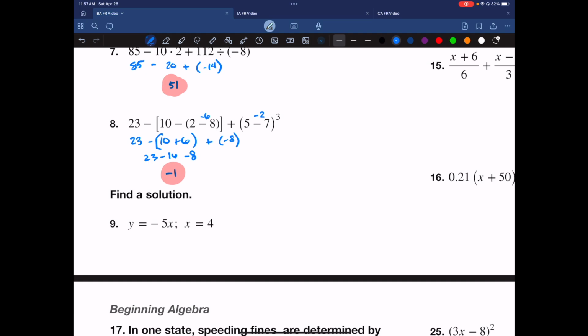It says y equals negative 5x, and it asks what is y when x is 4. So you're trying to find out what y is going to be if x is 4. You plug it in: y equals negative 5 times 4. That is negative 20. And you're going to write your answer as an ordered pair. All right, and there you go.